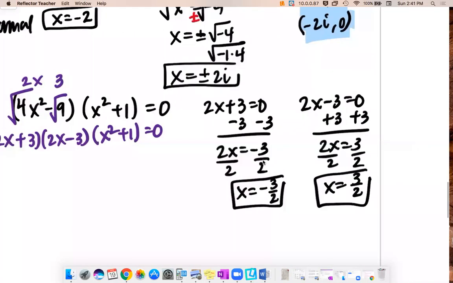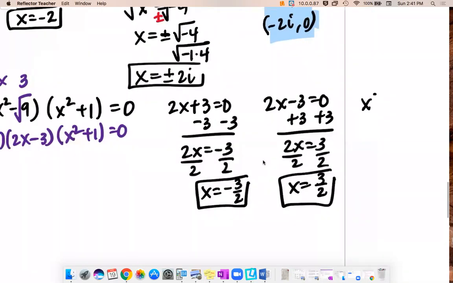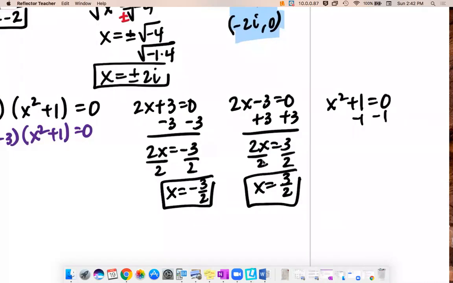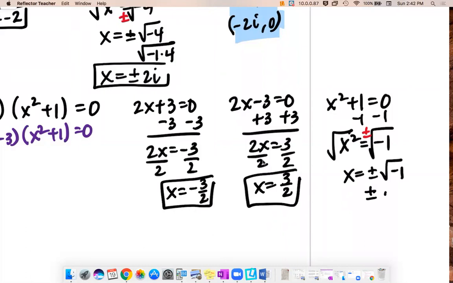And then I have to take this x squared plus 1 and set it equal to 0. So first thing we do is subtract 1. So you get x squared equals negative 1. Undo the squared to do a square root. Remember, plus or minus in front. So this becomes x equals plus or minus the square root of negative 1, which we know the square root of negative 1 is i. So this is just plus or minus i. And then those are my other 2 solutions. And this was a degree 4, so these should be my 4 answers.